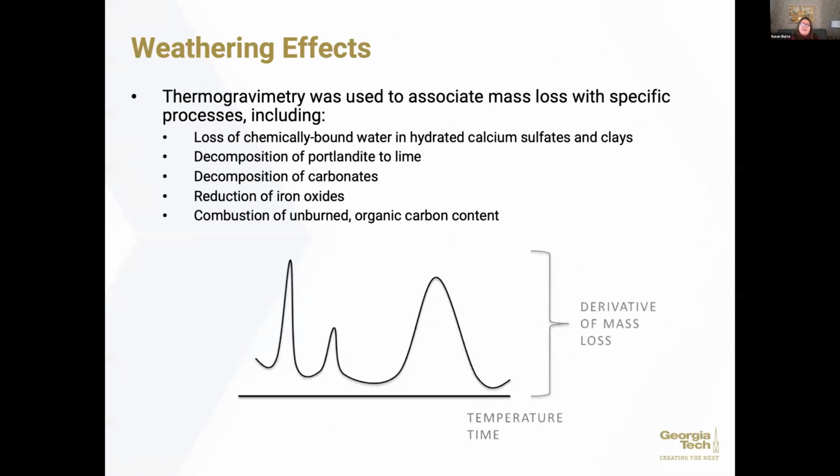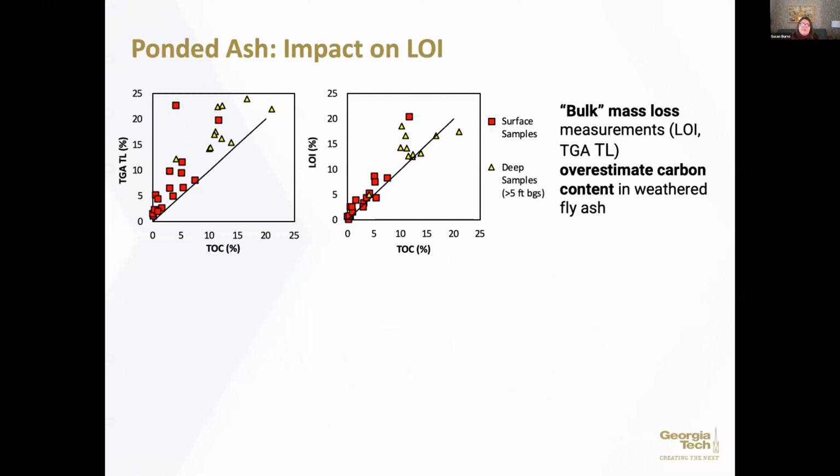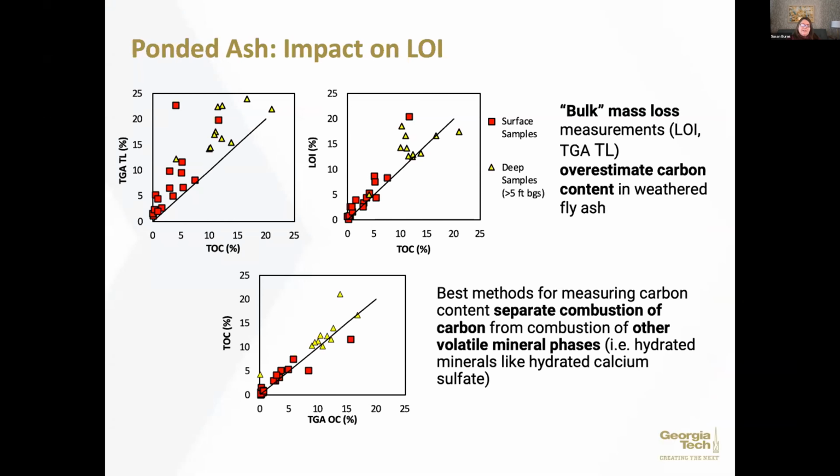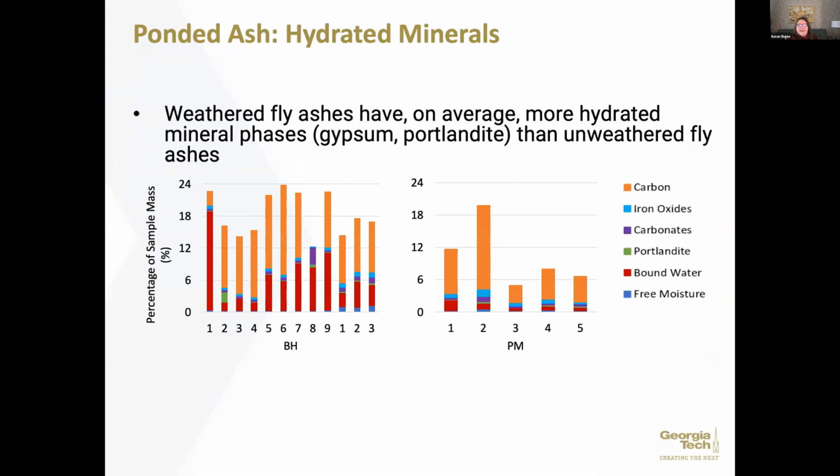And what we've done with that is we've combusted the ash and measured how much mass change we got as we ran these heating exercises. And what that tells us is we can take a look at the TOC versus the thermogravimetric measurements that we have. And what we see is that it's not just organic carbon that's present in these ashes. We see that we've got a lot of hydrated minerals that are burning off and that are being counted in that LOI number. So LOI is not a perfect surrogate.